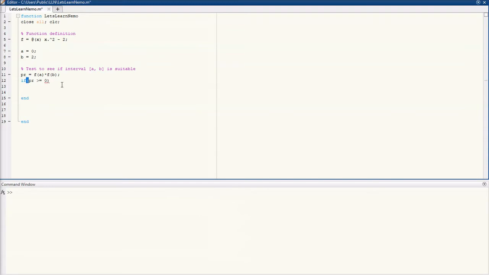So if the product is bigger than or equal to 0, it means that either they're both positive or both negative, and then we're going to tell the user that this interval doesn't work. So the values of f(a) and f(b) are the same sign. Therefore, the intermediate value theorem does not apply. And then we're going to exit the function, which pretty much is going to terminate the program. Let's indent that so it looks a little bit nicer.